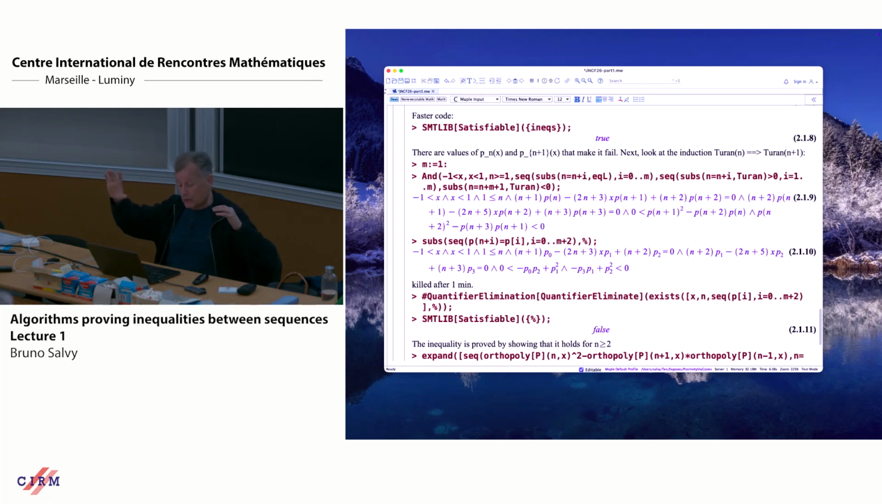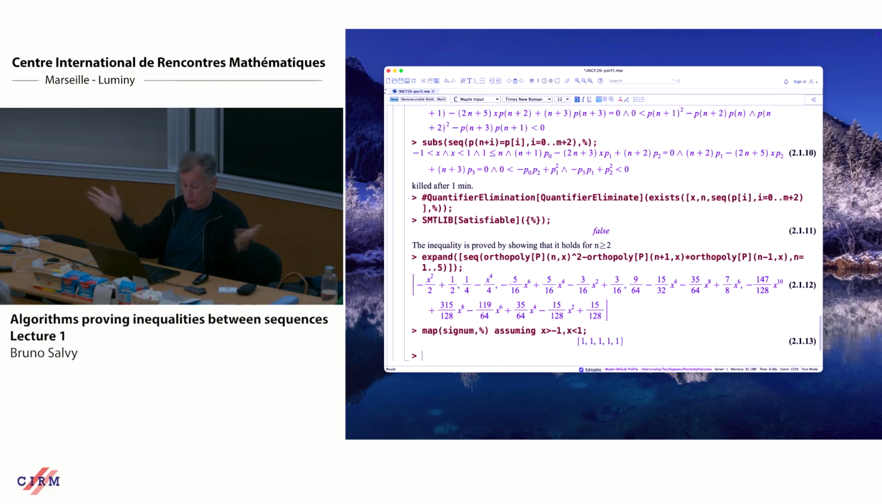We have proved that if it holds at n equals 2, then it will hold forever after. But I still have to prove the initial conditions. So you look at the first ones, and then yes, they're all positive, so that's good. But if the SMT solver says false, you don't have a certificate. No, you don't have a certificate. That's a very good point.